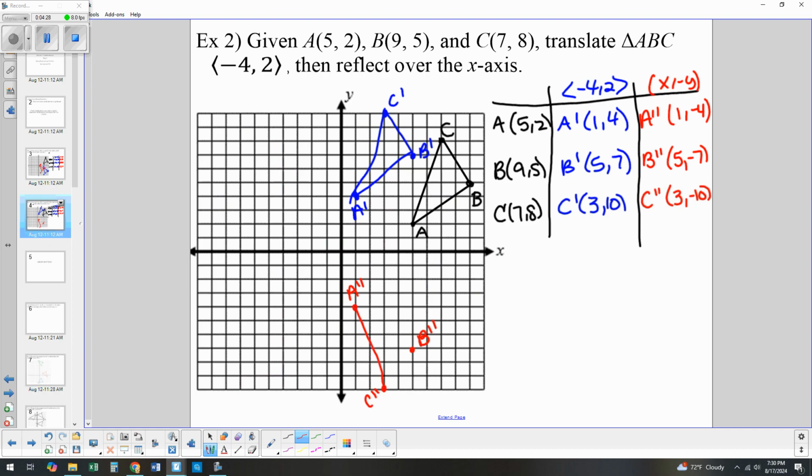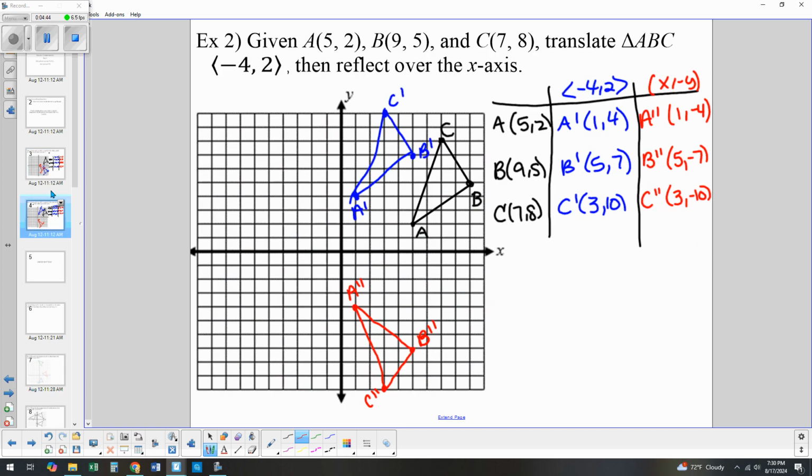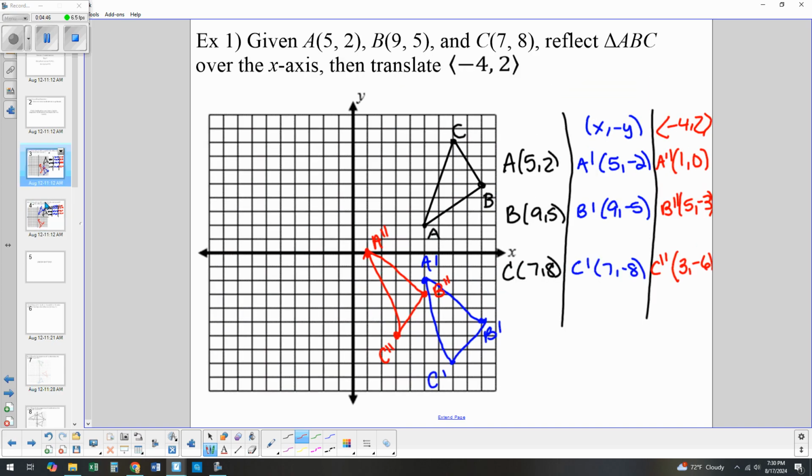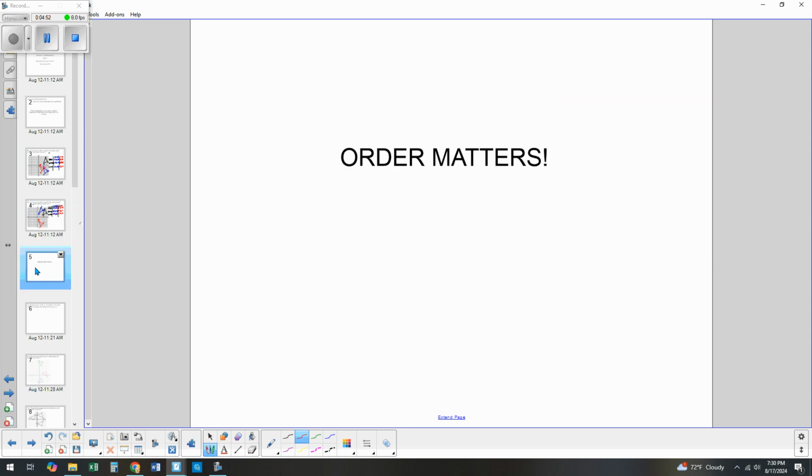If I compare these pictures here with the ones I just did in the last problem, they were the exact same starting coordinates. They were the exact same transformations. The only difference is the order that I completed them in. And you can see that they're in very different places. So what that tells me is that the order that they tell you to do the transformations in matters. Whatever one they say first, you must do first. And whatever one they say second, you do second.